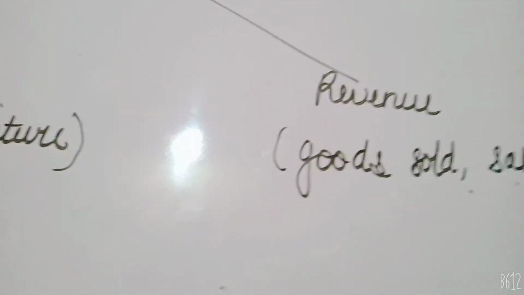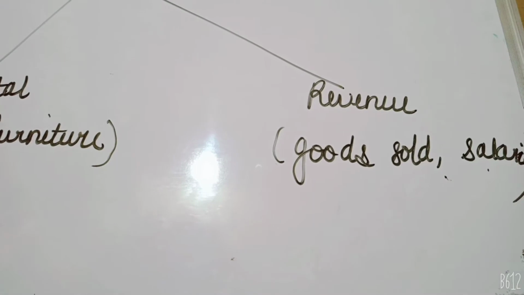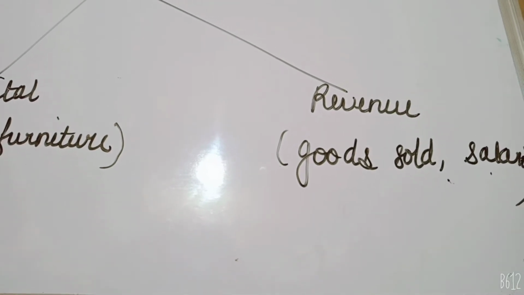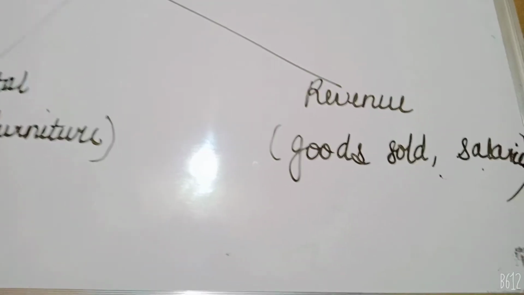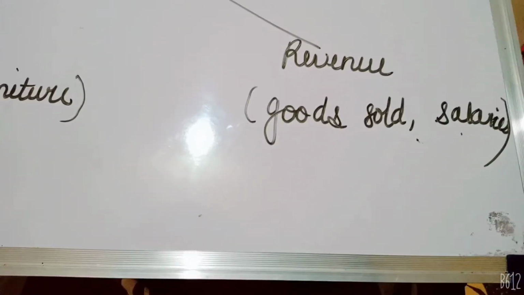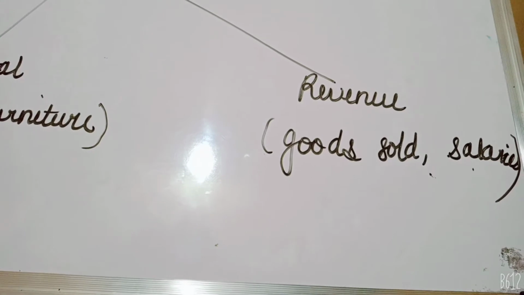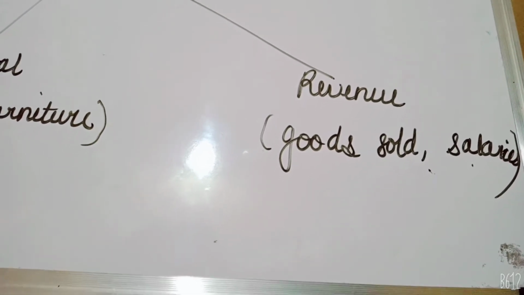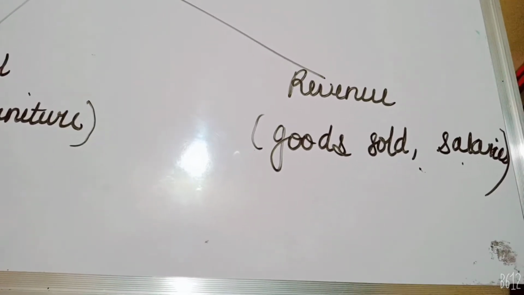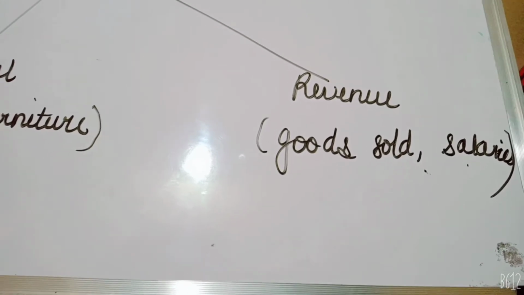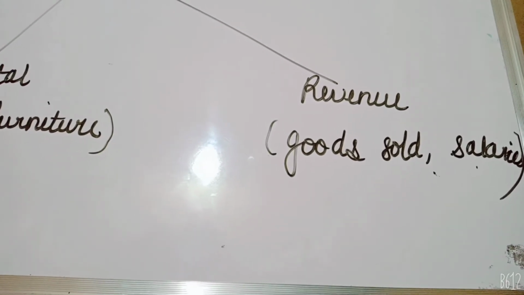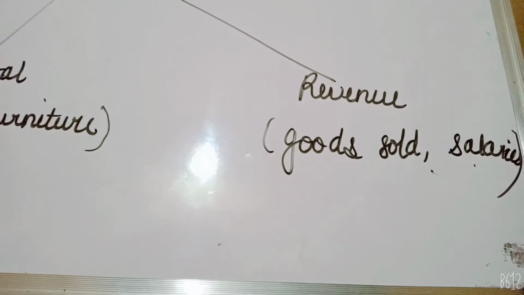Now let us move to revenue expenditure. Revenue expenditure is that expenditure incurred whose benefit will be consumed or exhausted within a short period of time. For example, the goods which are sold, or the salaries or rent, etc. So these are revenue expenditure, which are for a short term benefit and are consumed or exhausted very soon.